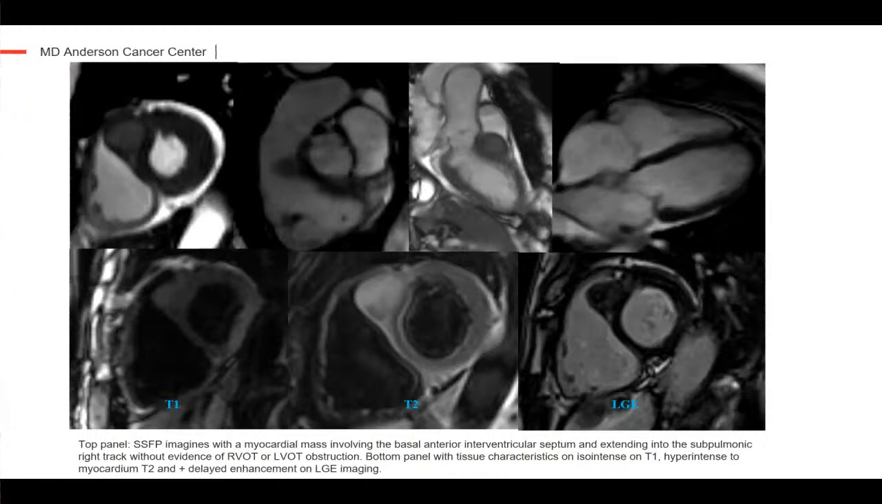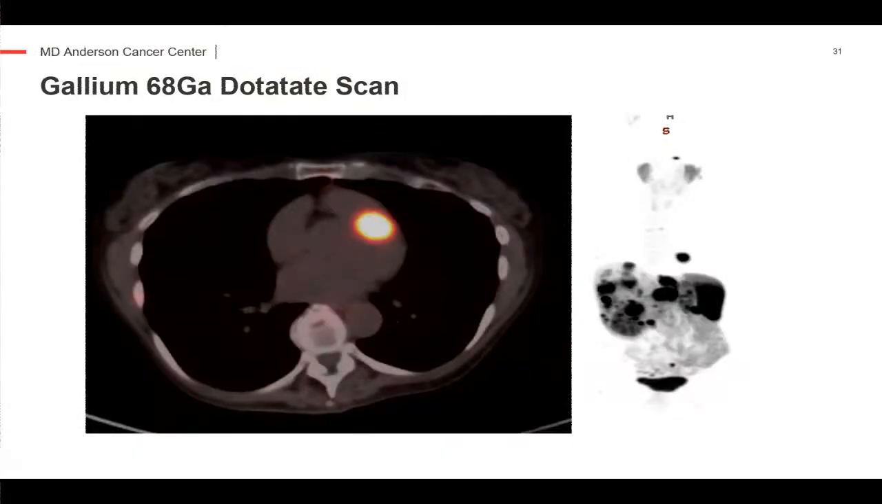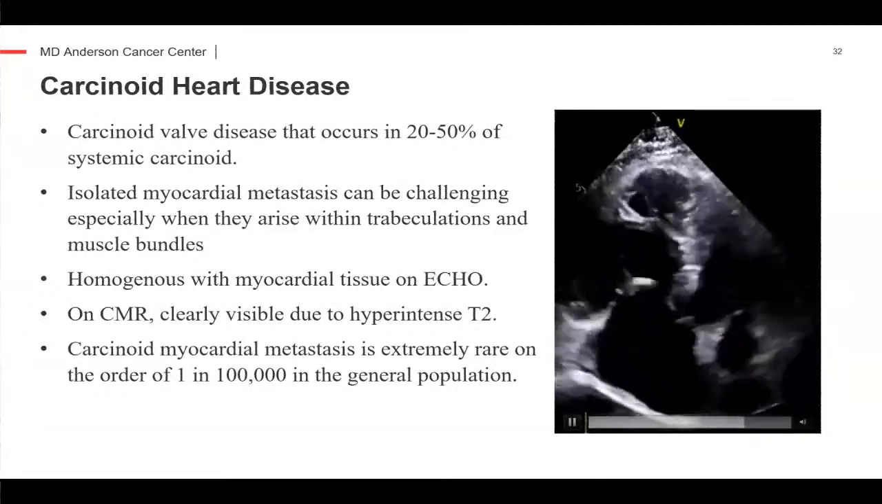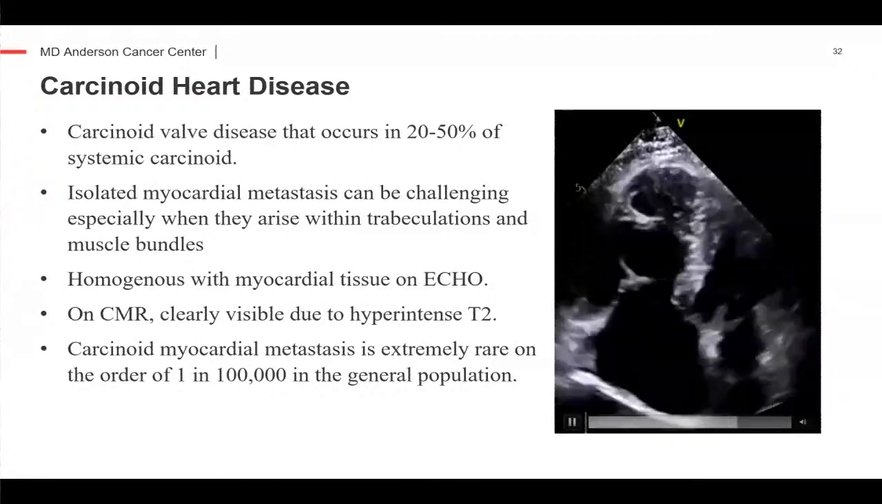In this case, the patient went on to get a nuclear scan, which is the 68 DOTATATE scan. It's a neurohormonal nuclear scan we perform to assess for neuroendocrine tumors. And here's the heart, it lights up. This is the tumor. This is actually carcinoid heart disease, metastasis of carcinoid heart disease without any valve involvement. So the largest series on these patients came from Mayo. They had a 14-year experience, very limited number of metastases. I think this is an entity that's under-recognized.